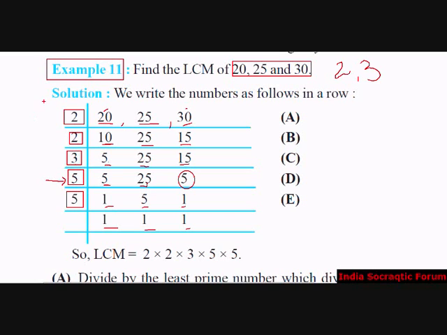So the LCM is pretty clear. It is simple. Take all these numbers from this side. The LCM is 2 into 2 into 3 into 5 into 5. This is the easiest way. Most of the cases we use this. So the LCM is equal to 300.